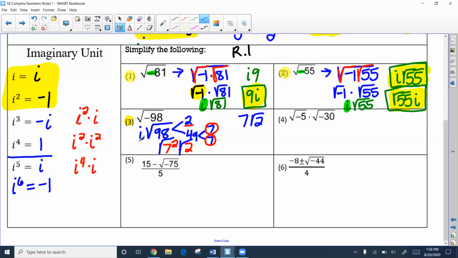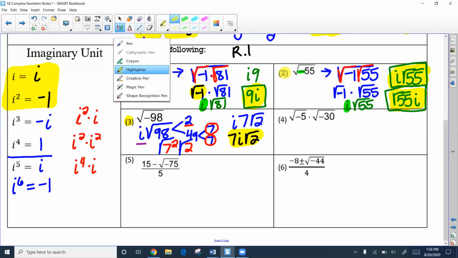Don't forget, though, that we still had that i in the front, which is still part of our answer. So i times 7 square root of 2. It doesn't matter what order you write it in. So if you wrote it in this order, that is fine. A more common order is like this, 7i square root of 2. That's probably the most common way to write it.